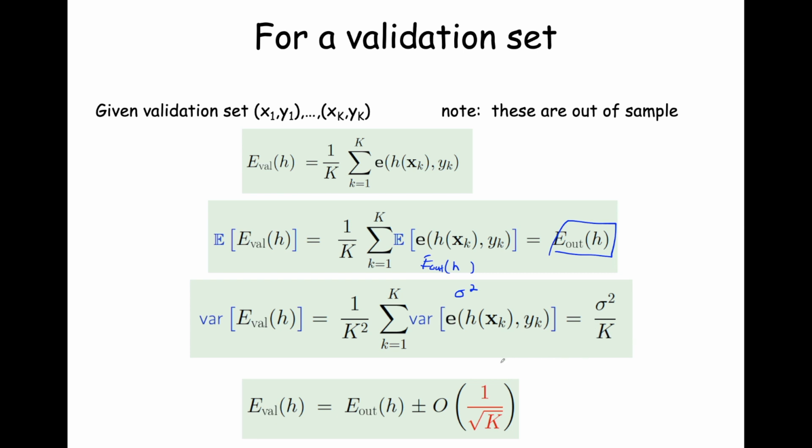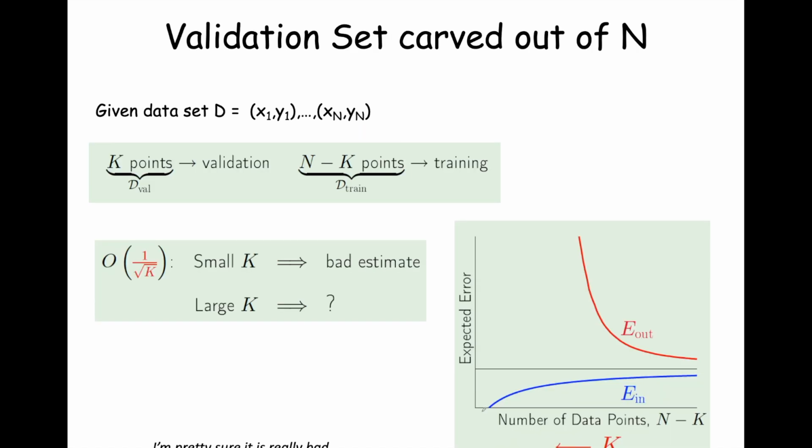Now, if we have a large validation set, that means this variance is going to be very, very small, and E val is going to be very close to E out, even though it's changing a little bit. If K is very small, on the other hand, then they're going to be very far off for a particular choice of validation set, because that variance is going to be large if K is small. And so the question then is, how do you select K, the size of the validation set? You would want the variance of E val to be small, and therefore pick K to be large. But it's not so easy to do.